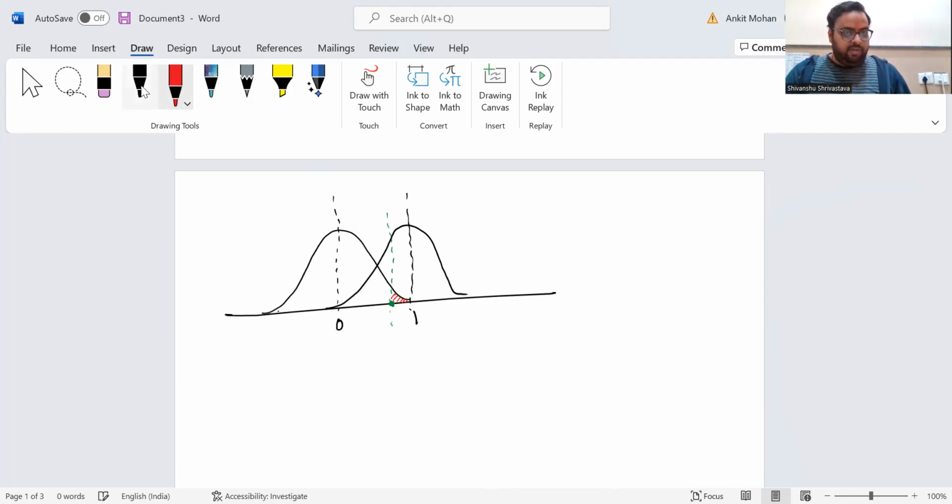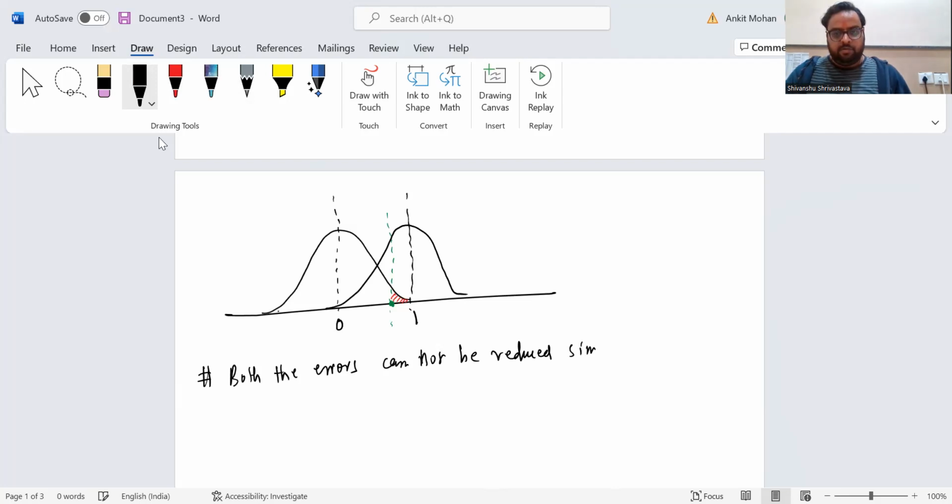Essentially what we conclude here is the third important point: both the errors cannot be reduced simultaneously. If I decrease one error, the other error will be increased. Okay, so this is the thing.